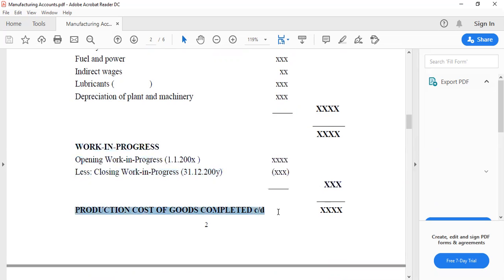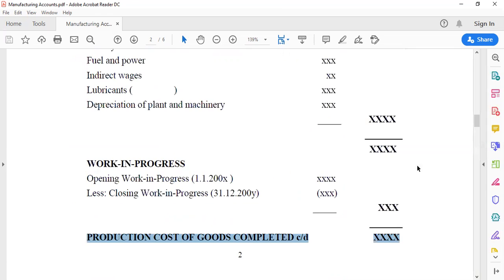So we add those three, and we'll get the production cost or the manufacturing cost, of which the production cost is equal to, I repeat, the prime cost plus the factory overheads plus the work in progress. So that will form now the manufacturing account.